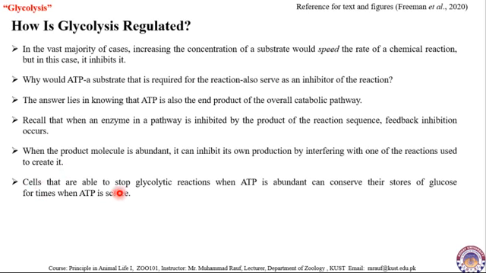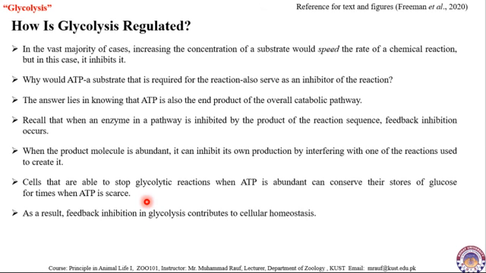Cells that are able to stop glycolytic reactions when ATP is abundant can conserve their stores of glucose for times when ATP is scarce. So ATP will only act as a regulator when it is in abundance, and the purpose of glycolysis is to produce ATP. So when ATP is already in abundance, there is no need to further break down glucose, and therefore glucose should be conserved for the periods when there is energy shortage. As a result, feedback inhibition in glycolysis contributes to cellular homeostasis.